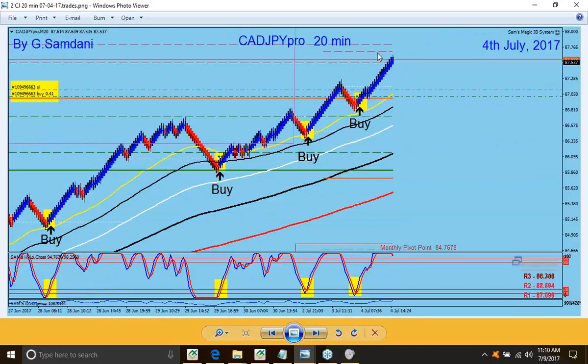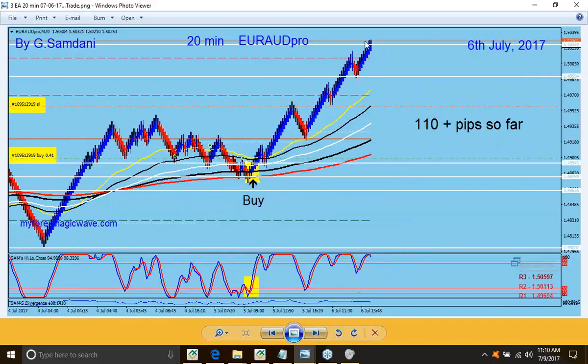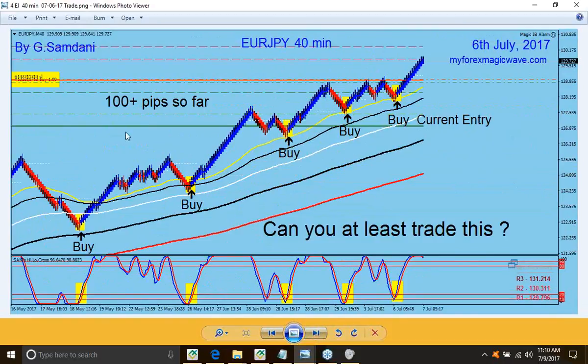Okay, this is CAD Yen on the 4th of July, the same day. Then we have a Euro Aussie trade. After a little retracement, right at the support level here, and this entry, gone all the way to the upside, 410 pips. Okay, now look at this one. Euro Yen also has a weekly chart, this pair, with my analysis telling me that it's going to go way to the upside.